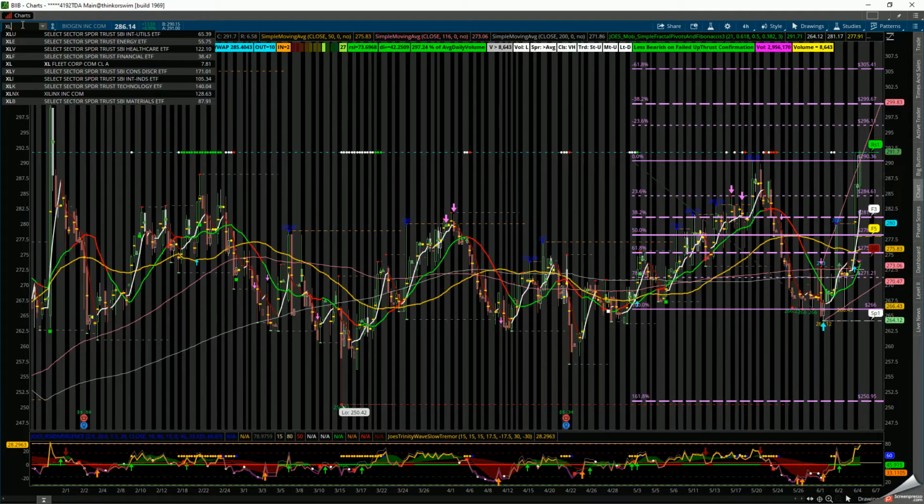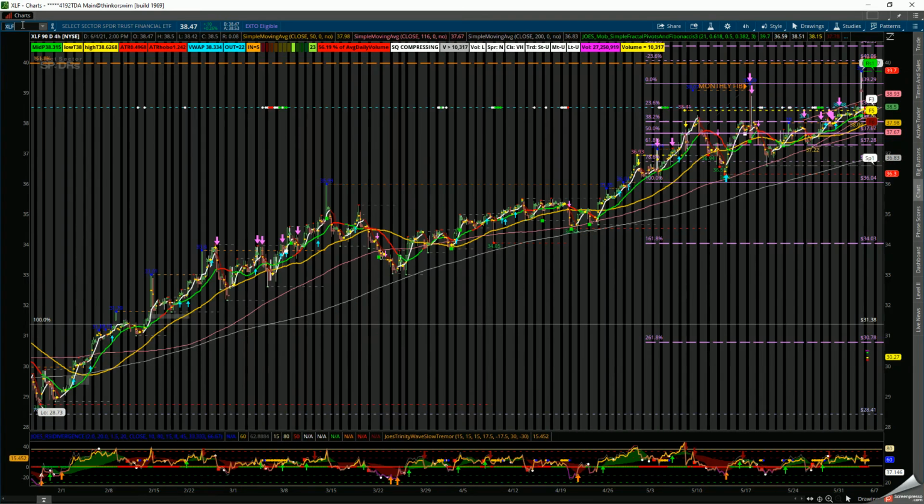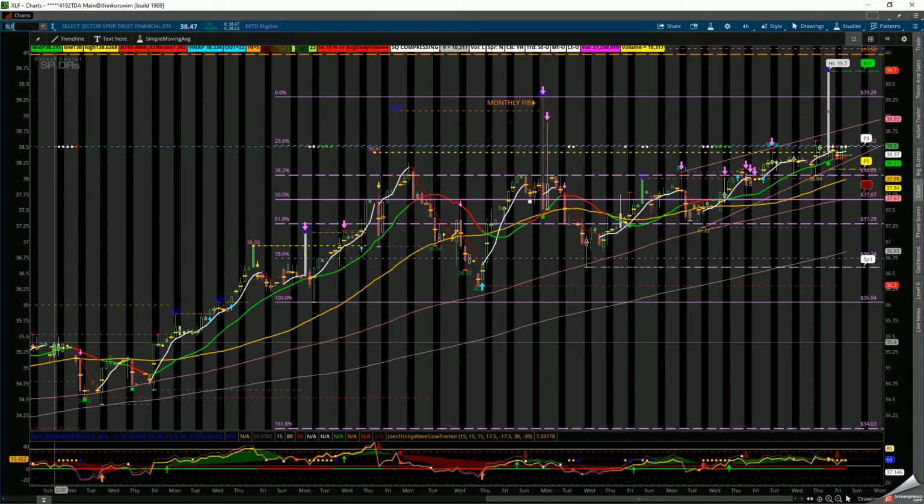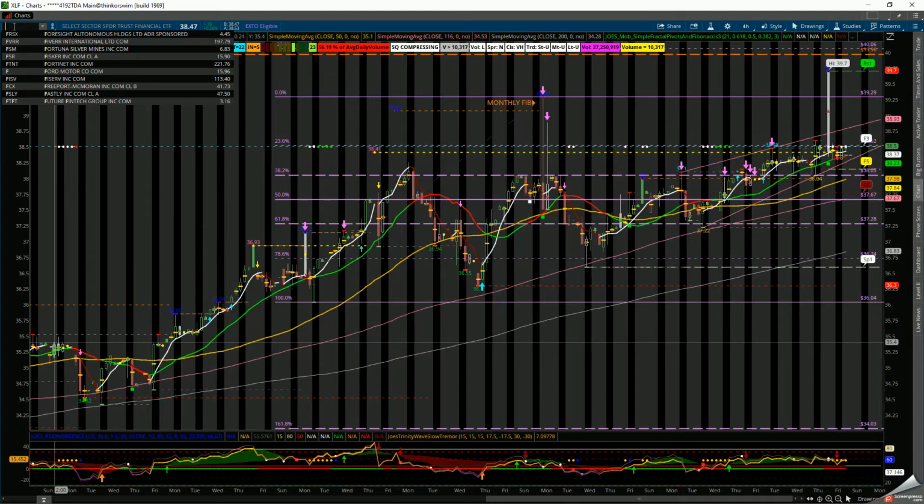Let's look at XLF. You can see the XLF sector in the financial world, you can look at Goldman Sachs, BlackRock, the banks and everything. Since they are getting help from the government, the banking sector is doing well. XLE.